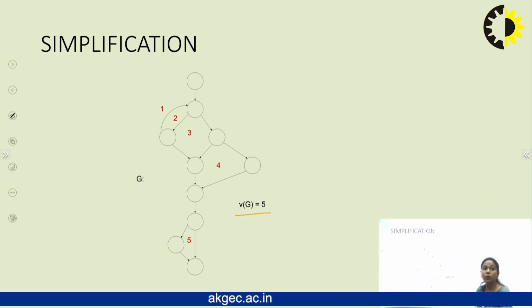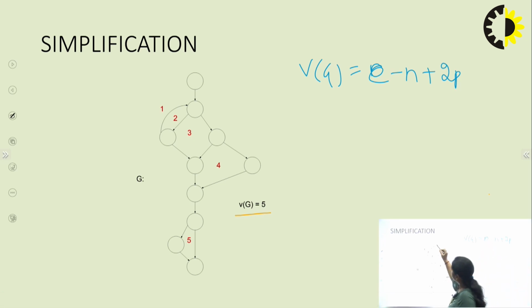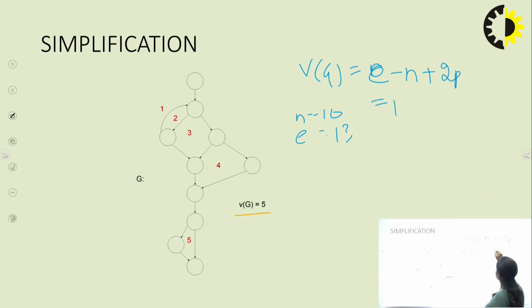Suppose I want to calculate, then with the formula V of G equivalent to E minus N plus 2P. The number of nodes: 1, 2, 3, 4, 5, 6, 7, 8, 9, 10. So N equals 10. Edges: 1, 2, 3, 4, 5, 6, 7, 8, 9, 10, 11, 12, 13, equivalent to 13. And the formula gives 13 minus 10 plus 2. It will be 5.